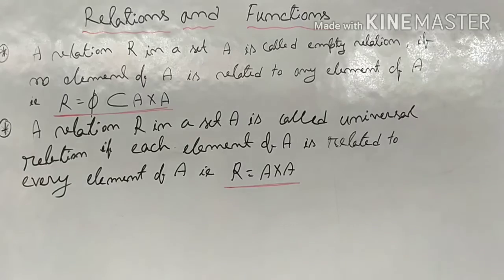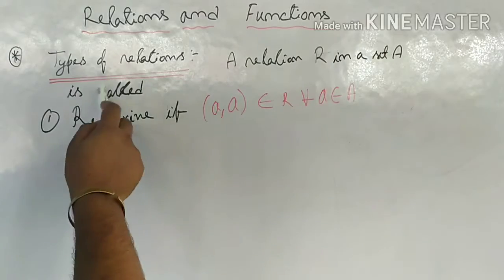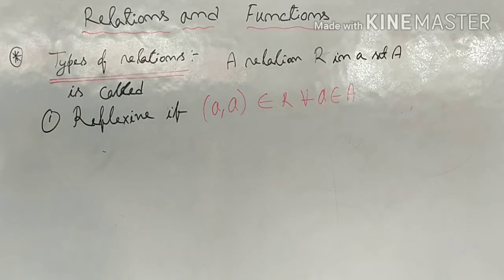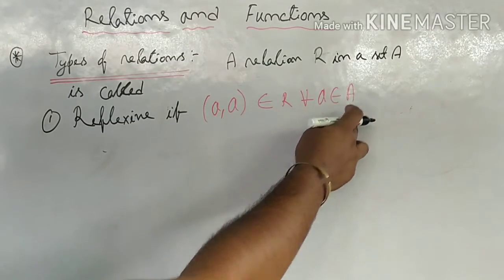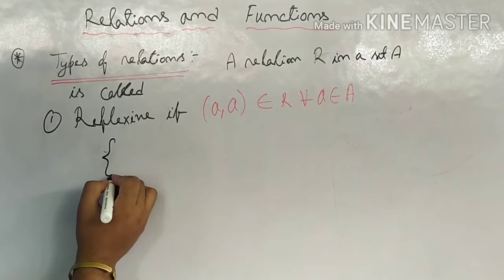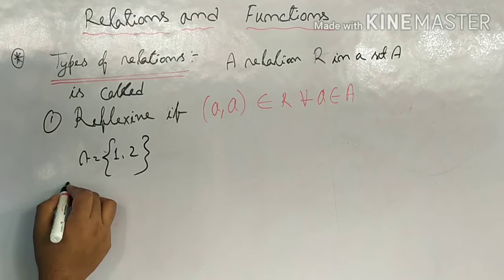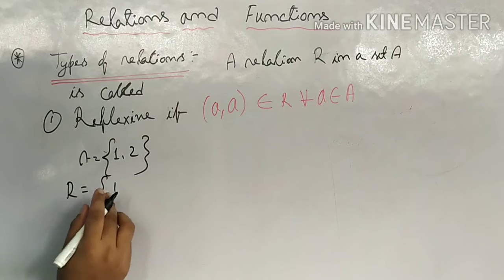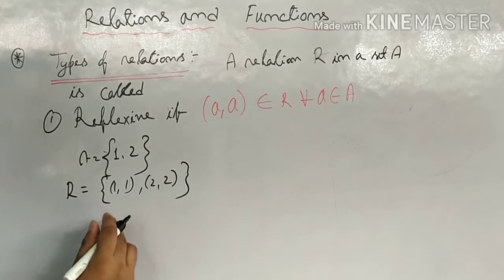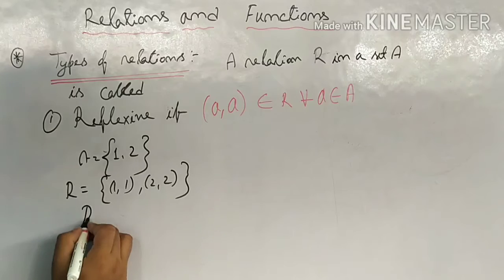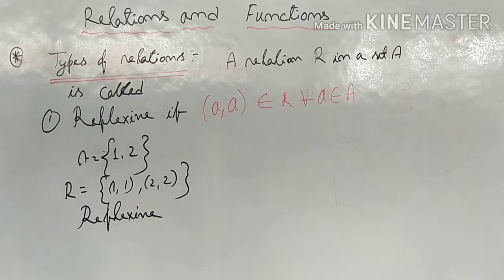Now we see another type of relation. A relation R in a set A is called reflexive if (a, a) belongs to R for all a belongs to A. For example, if we take a set A equals {1, 2}, and R equals {(1, 1), (2, 2)}, then all of you see every element of A is related to itself in the relation R. So R is reflexive. All of you understand?